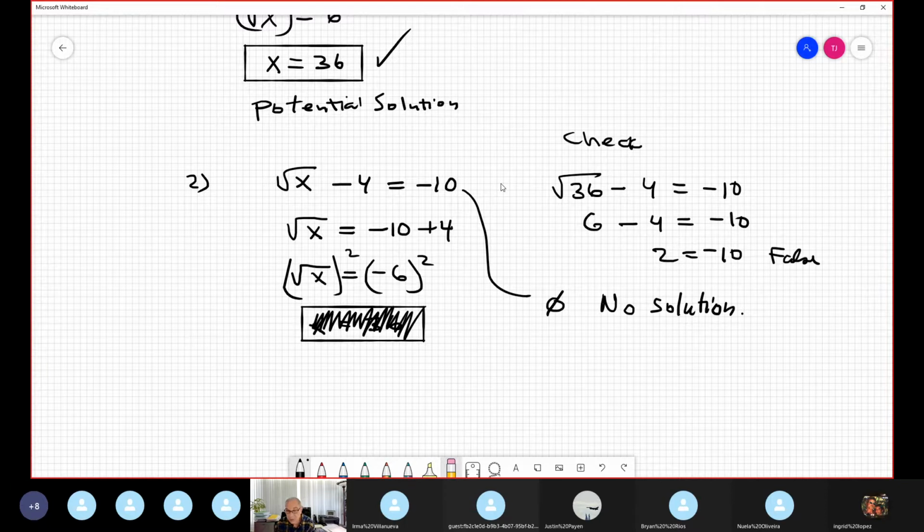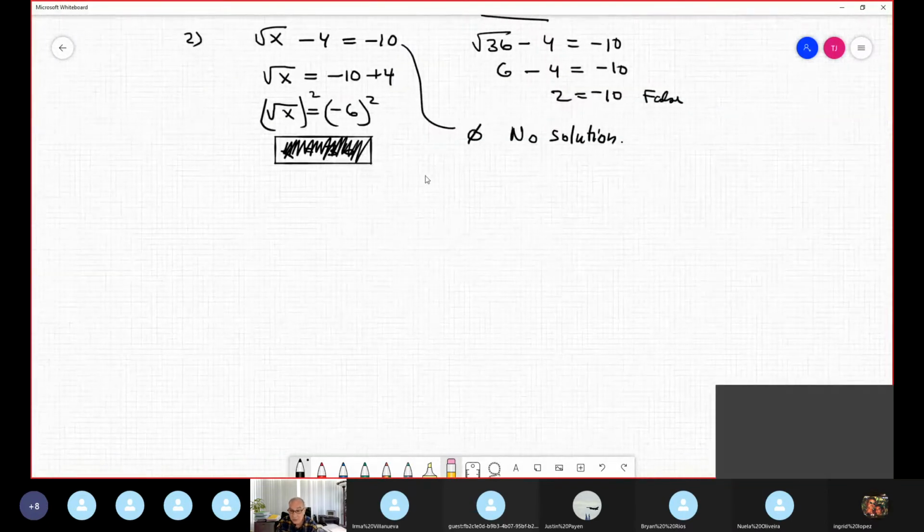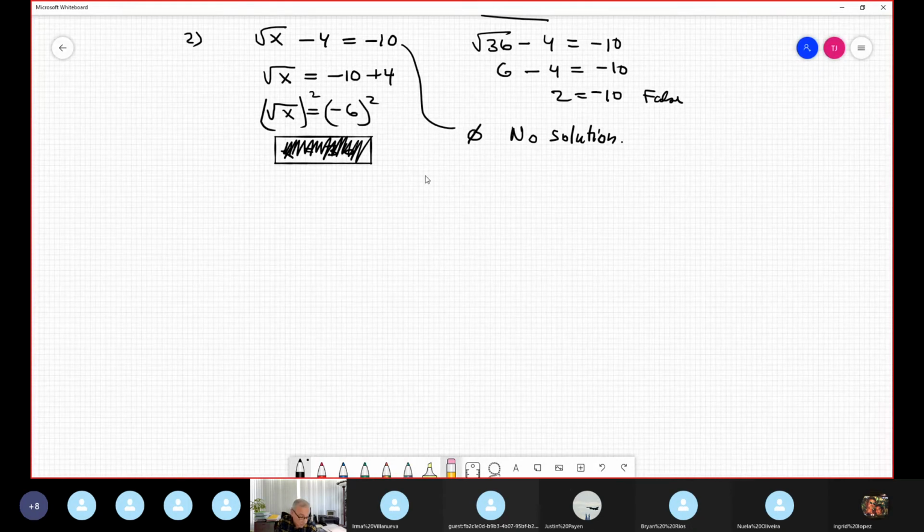Do you see what is important? The checking part? It's mandatory. So if you solve one radical equation and you forget to check it, 0 points for you. No partial credit. Why is it important to verify? Sometimes, not frequently, but seldom, it happens, and you need to be aware of that moment.